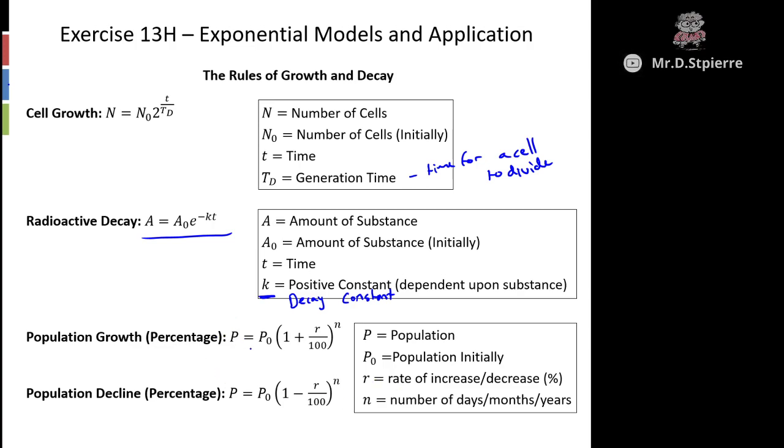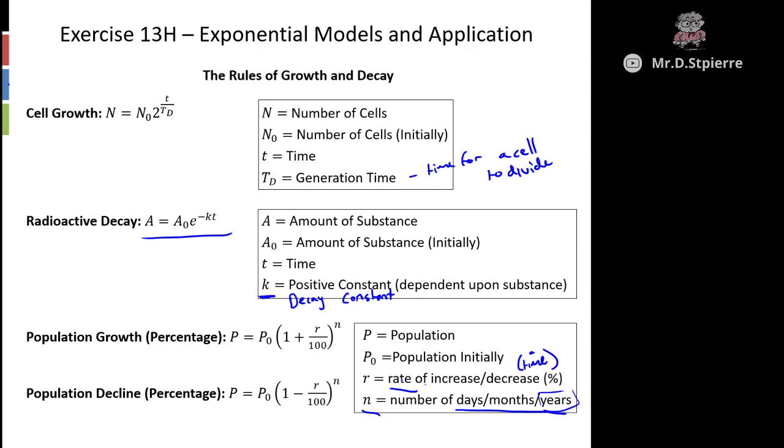One thing to point out with the population growth and decline equations is that whatever our rate is, the time unit for our rate needs to be the same time unit used for n here. So if we're given our rate in percent per year, like an interest rate per annum, well then that means we need to deal with years. N needs to be in years.